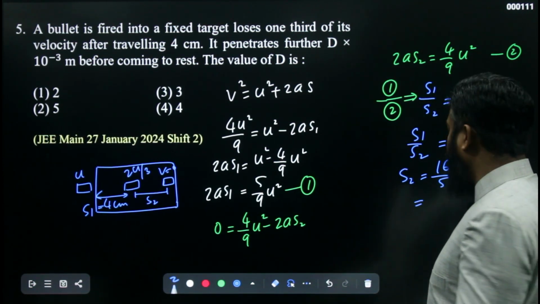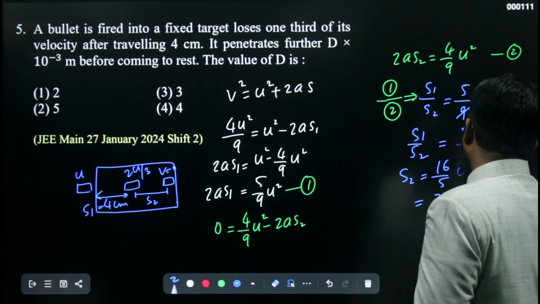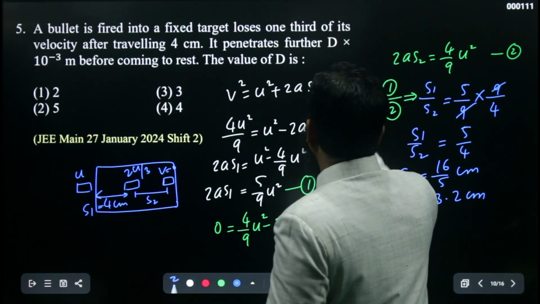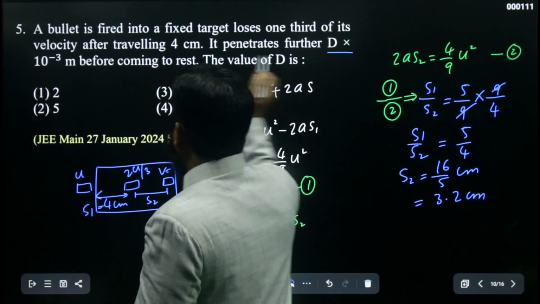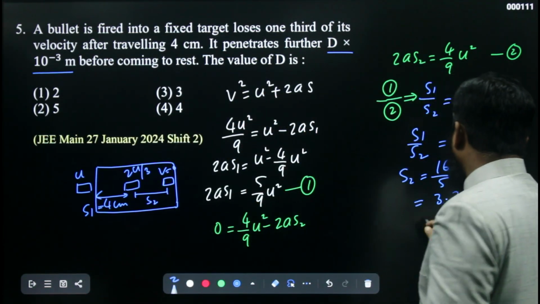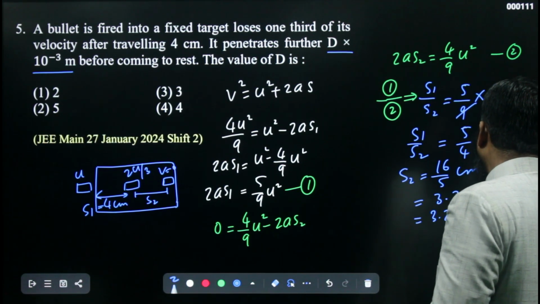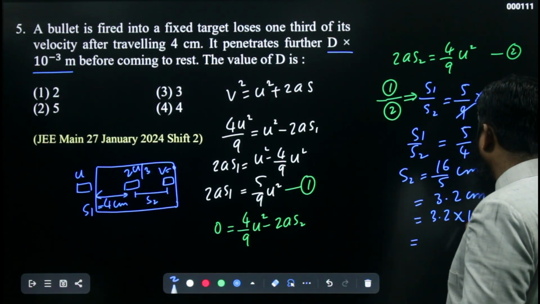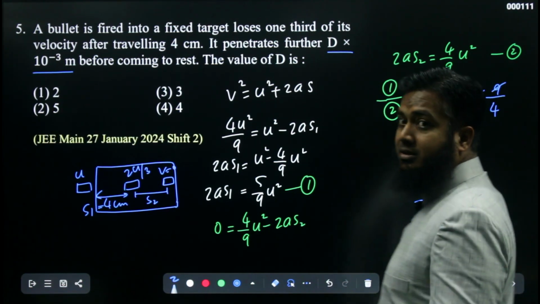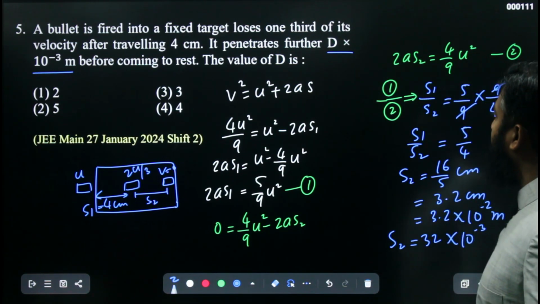And if we write it in decimal, this is 3.2 centimeter. But we have to express it as d into 10 raised to the power minus 3 meter. So if you convert this in meter, this is 3.2 into 10 raised to the power minus 2 meter. And if you make this factor 10 raised to the power minus 3, then this would be just 32. Okay, so this is the distance further traveled by the bullet before stopping.